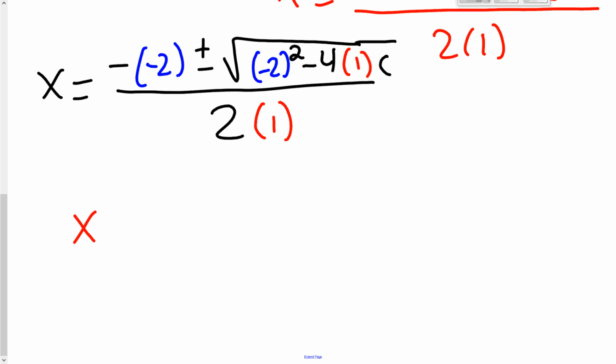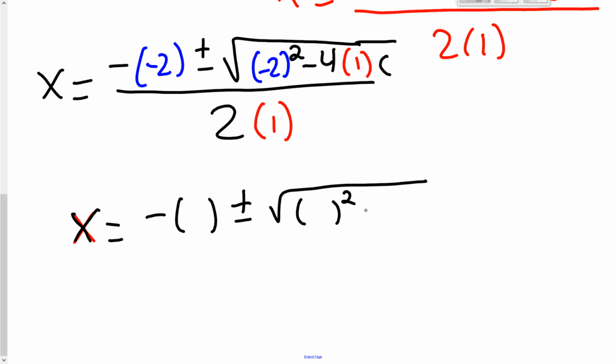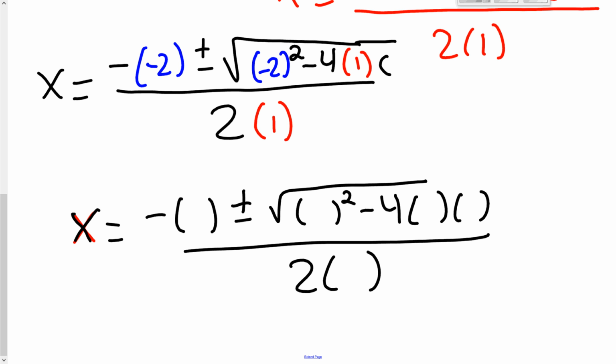Everything in black stays like it normally is. It doesn't change based on the number. So it's always negative b, plus or minus the square root of b squared minus 4 times a times c, all over 2a. So if you want to write the quadratic formula every time, write it with those parentheses, exactly like that.